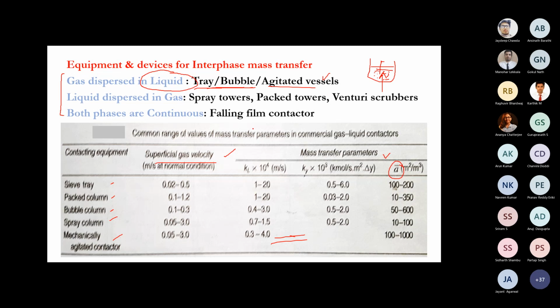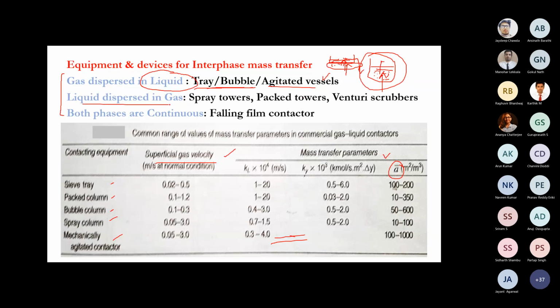Similarly, in tray and bubble columns, you have a tray, which acts as one stage. The vapor goes from the bottom and the liquid comes from the top. You have provisions like sieve tray, ball tray or bubble caps, through which the vapor flows, and once it flows through these holes, it is dispersed. So again here the liquid is the continuous phase and the vapor is discontinuous.